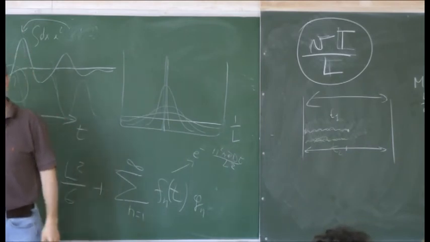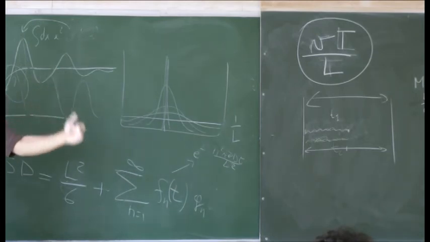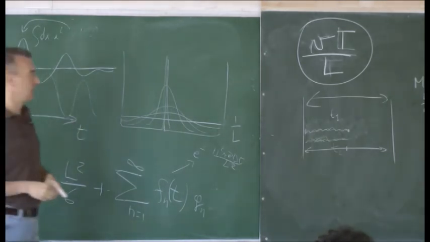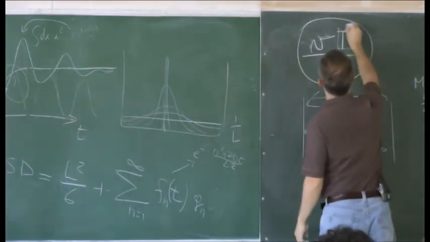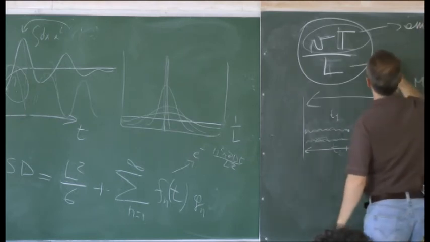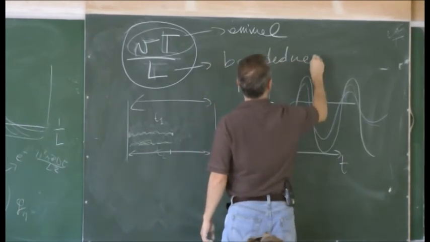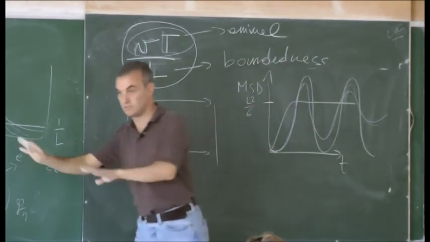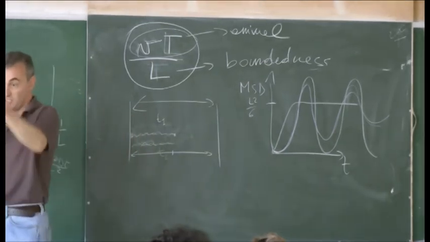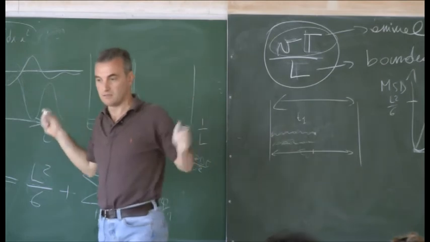In confined space, it must reach the boundaries and then change direction. But one is the animal and one is the bounded space. So there are two different quantities: this is the animal, and this is the boundedness. There are two separate things, so you can change one or you can change the other.